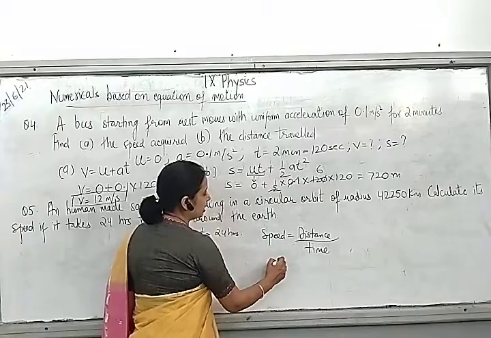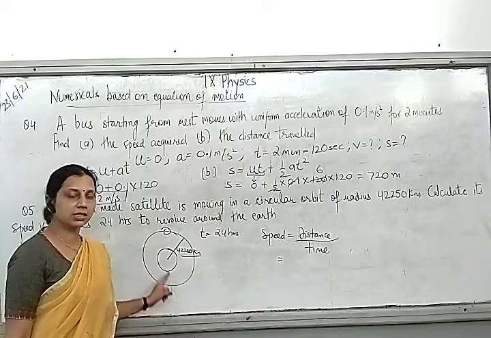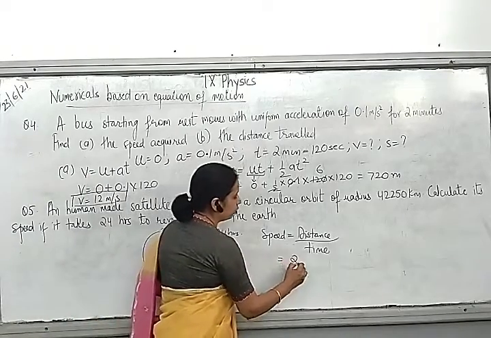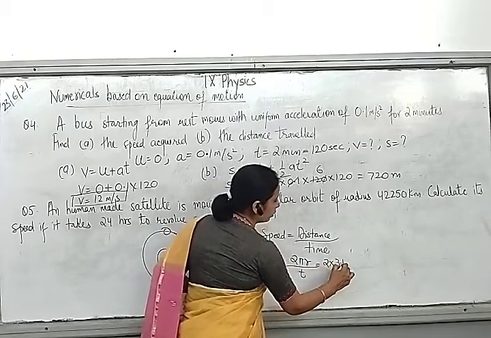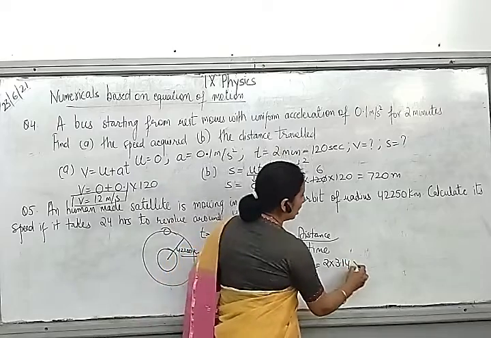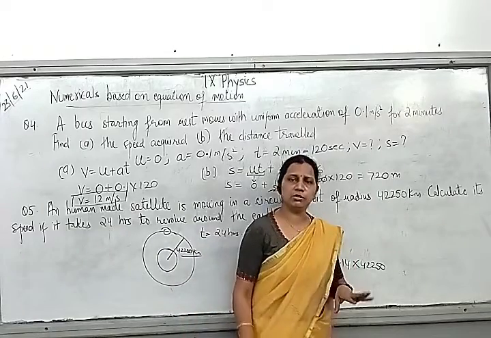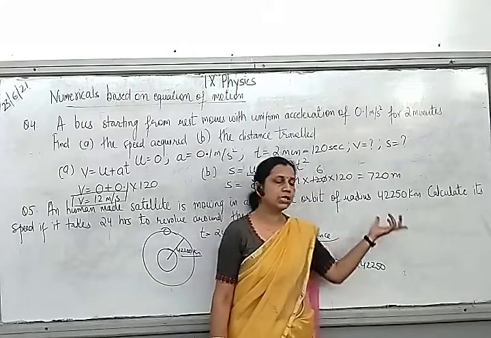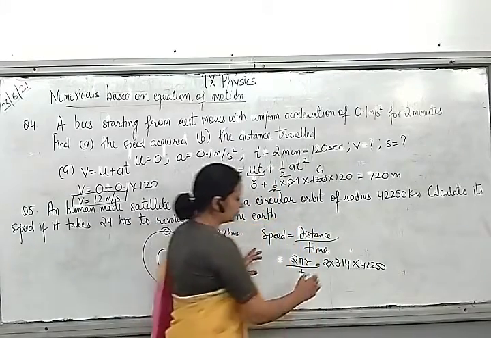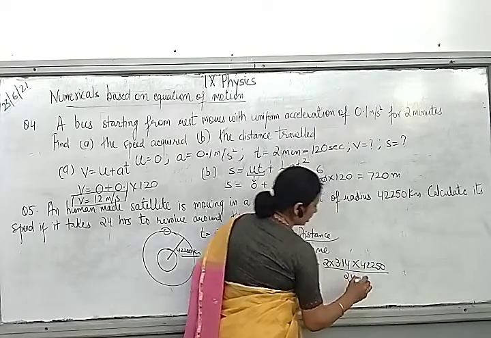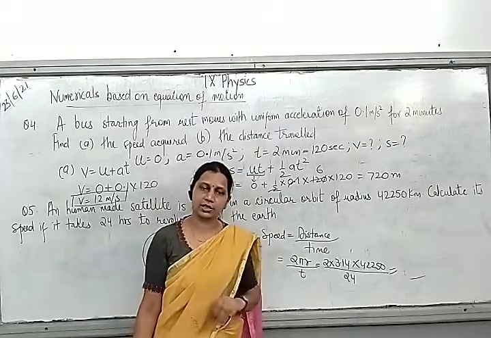Now distance is nothing but this circumference. What is the formula of circumference? 2 pi r. So 2 pi r divided by time. Pi value is 3.14, or you can take 22 by 7. R is 42250. You can keep this in kilometer per hour because the numbers are big. If you wish to change to meter per second, then also it is good. And time is 24 hours. Then you have to cancel and find the answer. You will get 11,000 something kilometers per hour.